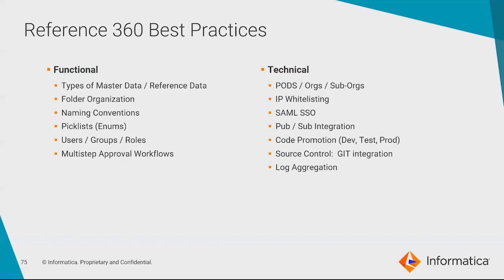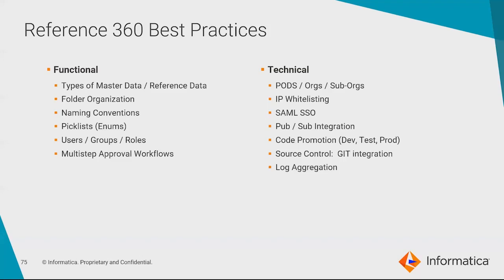The other thing to consider is whitelisting. We want to make sure that the firewalls are clear for these REST APIs to go and import and export data in and out. We talked a bit about SAML SSO and how that can be natively connected to your AD accounts and groups. We talked a little bit about pub-sub integration, both using our own Cloud Integration Hub or using other vendor products. From a Reference 360 point of view, it doesn't matter. It's just a REST API. So we support all of that. Code promotion, all of this can be exported and then imported.